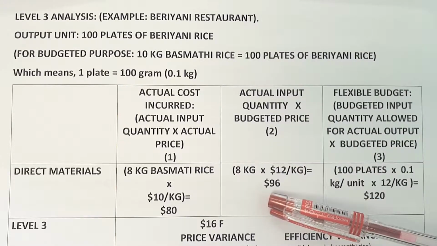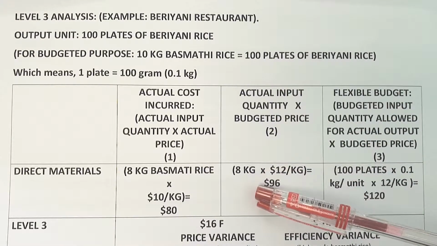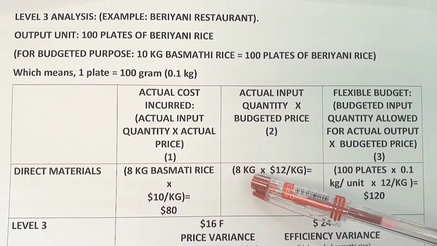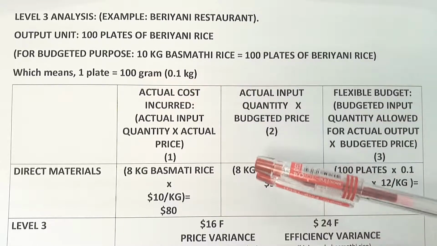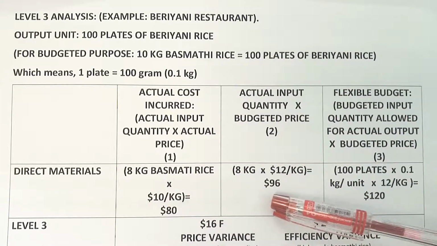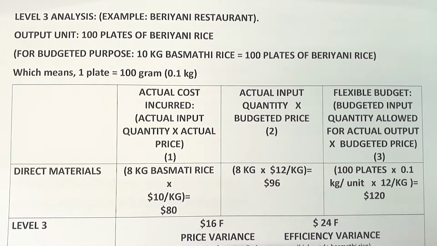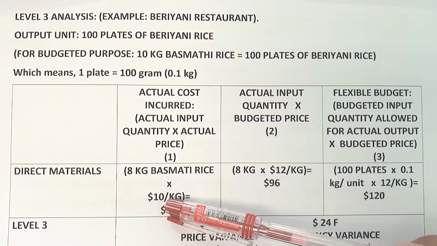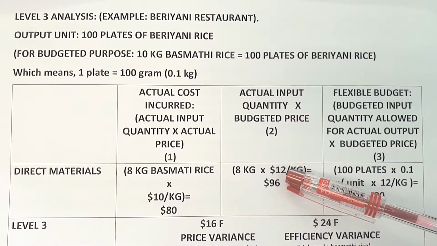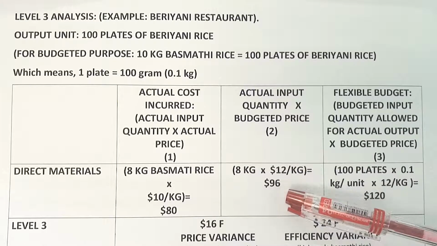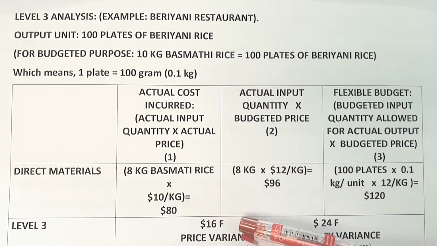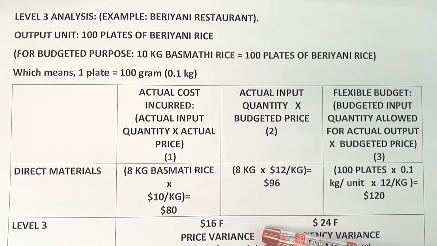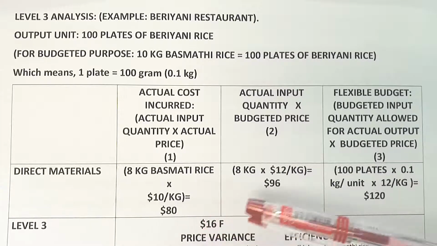Here we can see that the actual input quantity is much lower than the budgeted, because normally we need 10 kilogram, but in reality we use only 8 kilogram. For these two columns, I just want to compare the price variance. The actual is 10 per kilogram and the budgeted is 12 per kilogram, which means the budgeted price is higher than the actual. If we minus 96 with 80, we get 16 favorable, where the price variance is favorable in the sense that the actual is much lower than the budgeted.